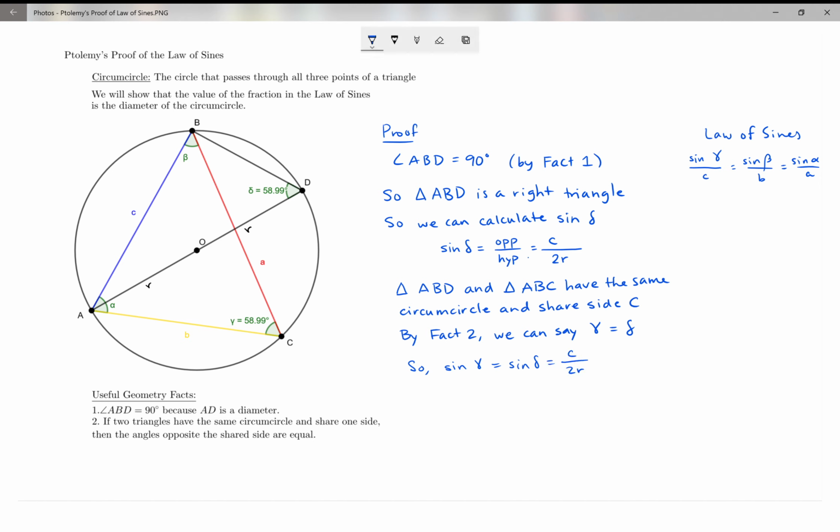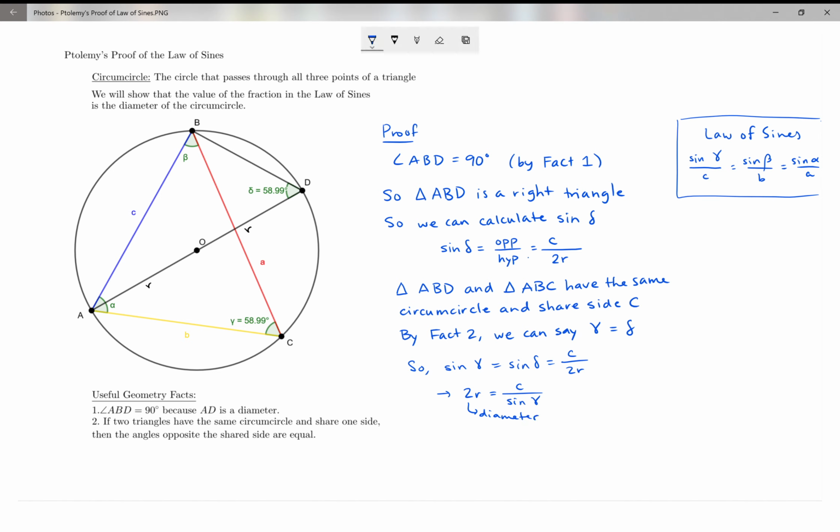So now what we can do is multiply 2R to the left and divide sine of gamma to the right. And what we get is that 2R is equal to c divided by sine of gamma. So that's awesome. We've actually gotten one of the fractions in the law of sines that we wrote over here. And furthermore, this fraction is equal to 2R, which is just the diameter. So let's make a note of that here.